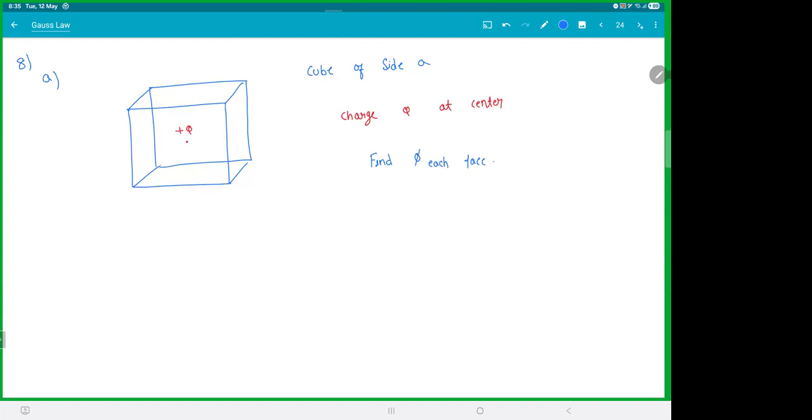Others, do keep your cams on. So there are 6 faces. Find the flux through each face. Let's number them 1, 2, 3, 4, 5, and 6 is behind.